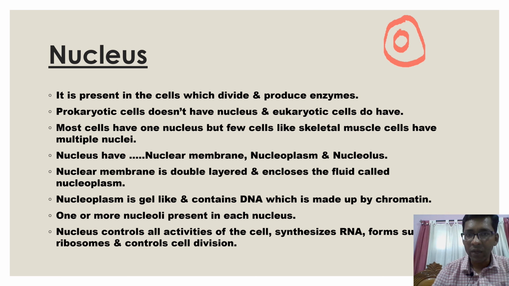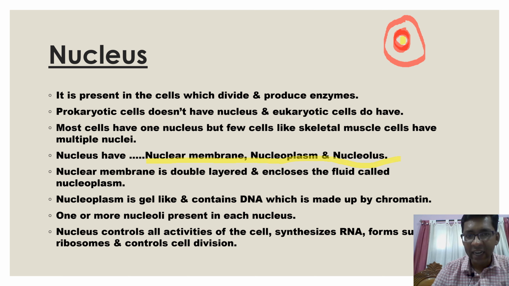Most cells have one nucleus, but a few cells like skeletal muscle cells have multiple nuclei. A nucleus may be single or multiple, but multiple nuclei are the exception. Just like the cell has a cell membrane, the nucleus also has a nuclear membrane. This is the nuclear membrane, a double layer that encloses a fluid called nucleoplasm, and inside the nucleus another thing is present, called the nucleolus. In the center is the nucleolus, and surrounding the nucleolus is the nucleoplasm. So there are three parts: nuclear membrane, nucleoplasm and nucleolus. These are the three parts of a nucleus.